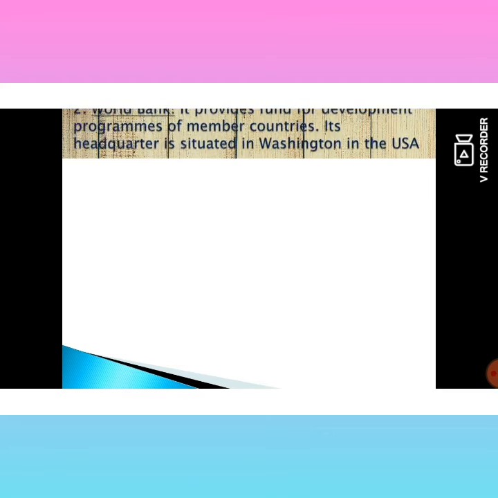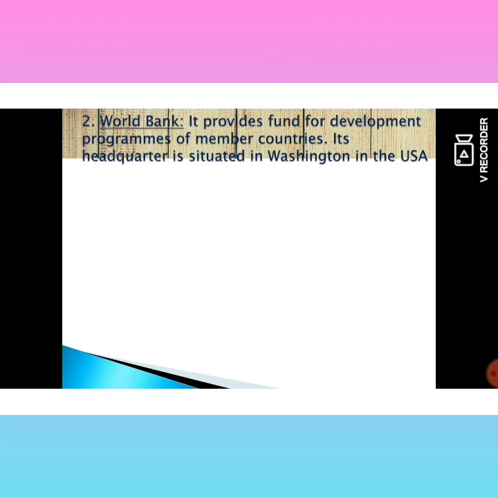The second development organization of UN, World Bank. World Bank provides funds for development programs of member countries. The main activity of World Bank is funding the development programs of member countries across the world. And the headquarters of World Bank is situated in Washington, DC, the capital city of the USA.